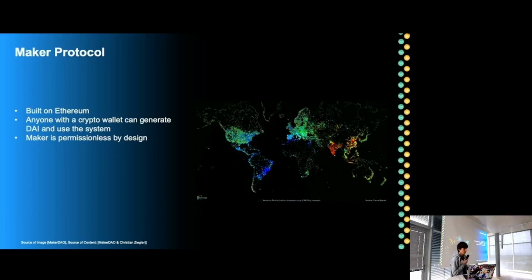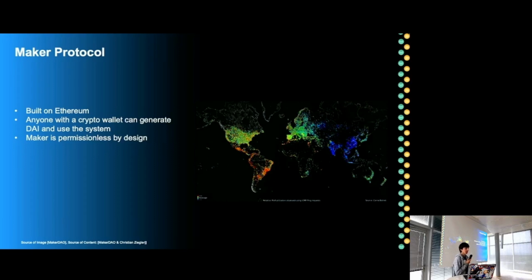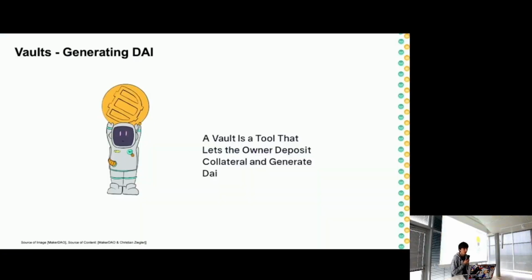So for the Maker protocol, first, it's built on Ethereum. Anyone with a wallet can generate DAI and use the system, and Maker is permissionless by design. So Maker itself does not have a smart contract where they just mint DAI and give it to you and pocket some money, but they have smart contracts that allow you to do this. Those smart contracts are called vaults. And vaults are a tool to generate the stablecoin by locking up collateral.